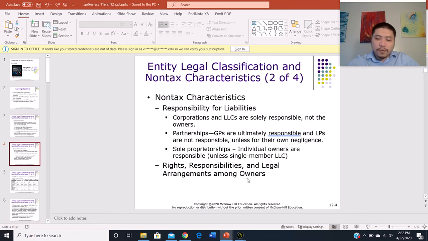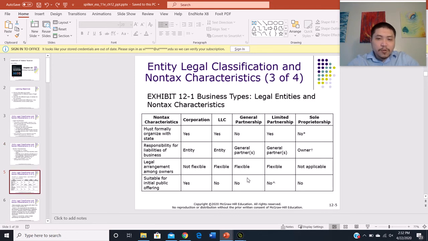All right, so let's see. This table summarizes the main differences in terms of the non-tax characteristics of each of the entities. You can see, first of all, how to organize the entities, right? So for a corporation and for an LLC, we have to file a form with the state, right? For a limited partnership as well.